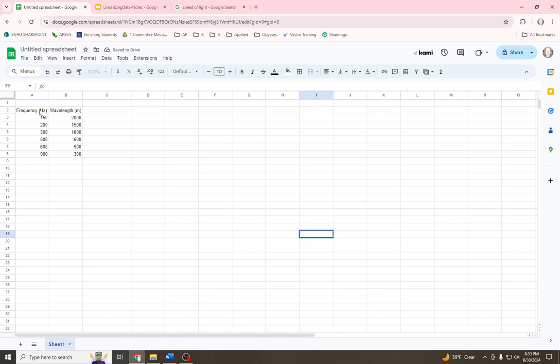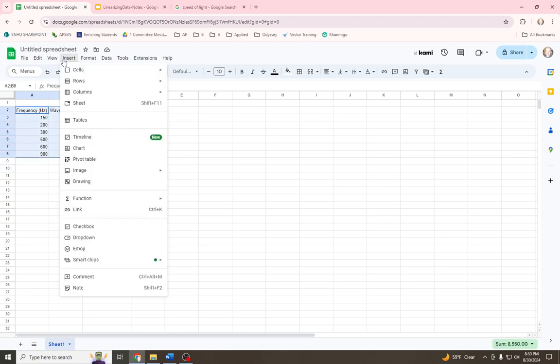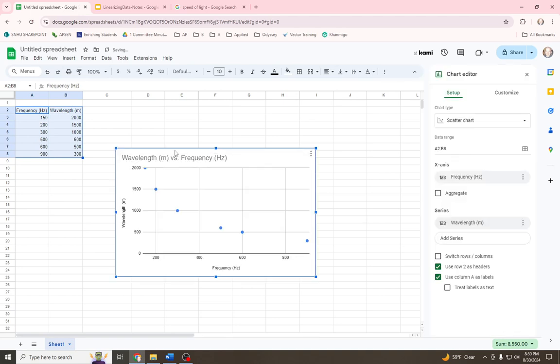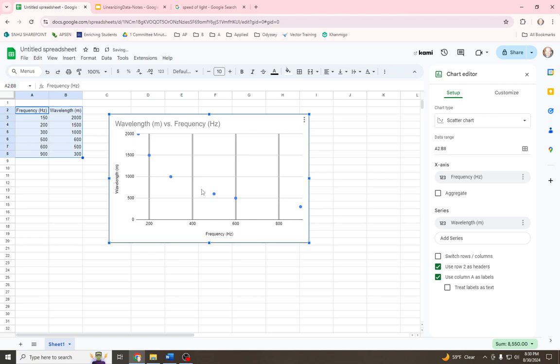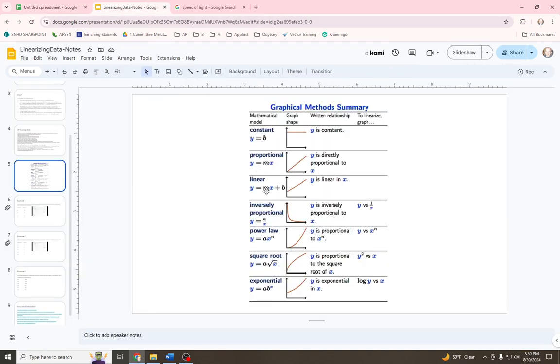Okay, so now we have frequency and wavelength, two new units, and I'm not sure which one is independent and which one is dependent. So I'm just going to treat my x as frequency and see what we end up getting. This graph curves down. I got to check our notes. That looks to be an inverse proportionality. So y is inversely proportional to x.